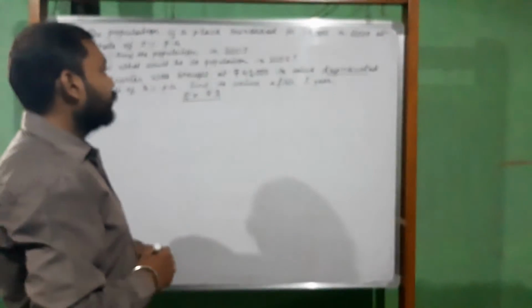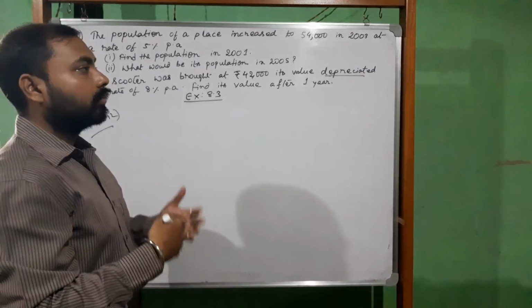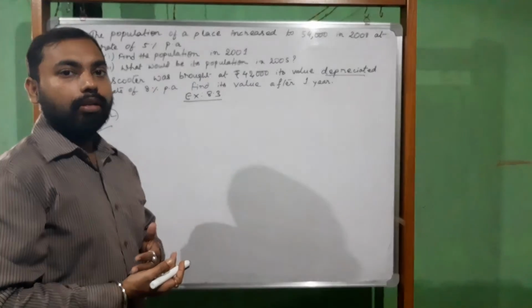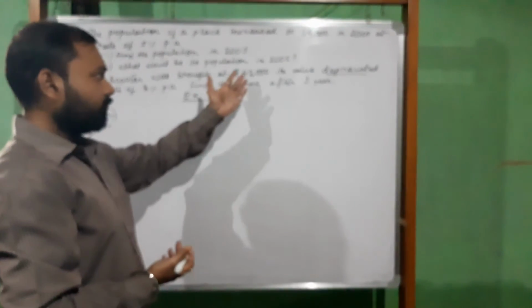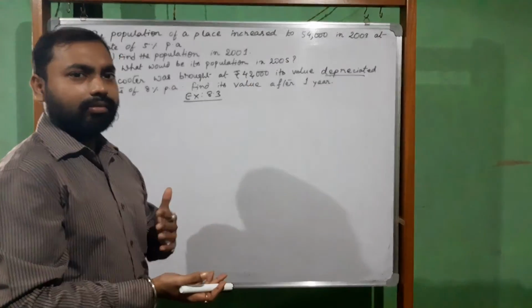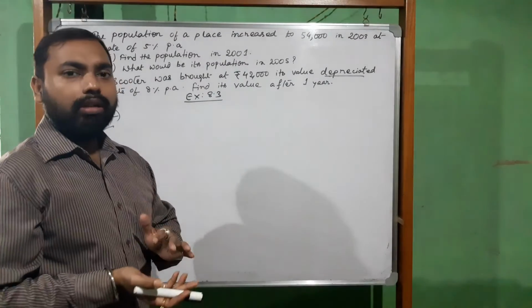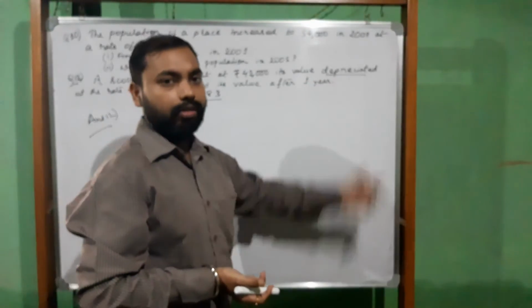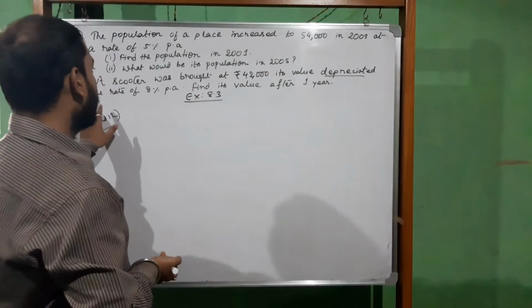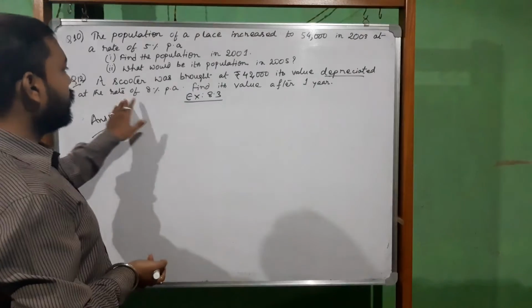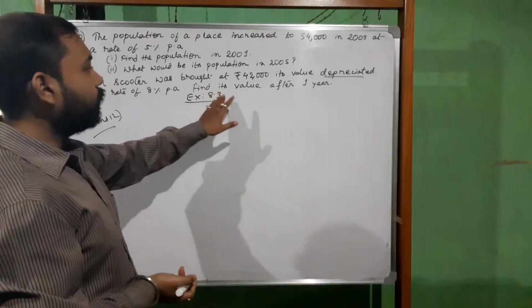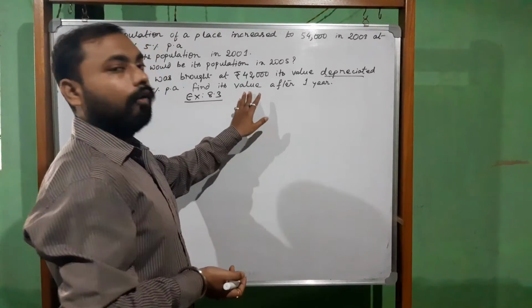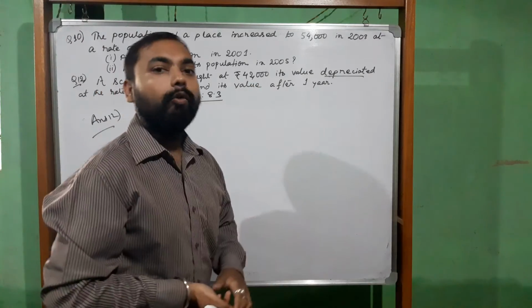Now as you know, depreciation means year after year the value of the scooter decreases. Why? Because of this depreciation. It gets depreciated at the rate of 8% per annum. So we have to find what will be the value of the scooter after 1 year.